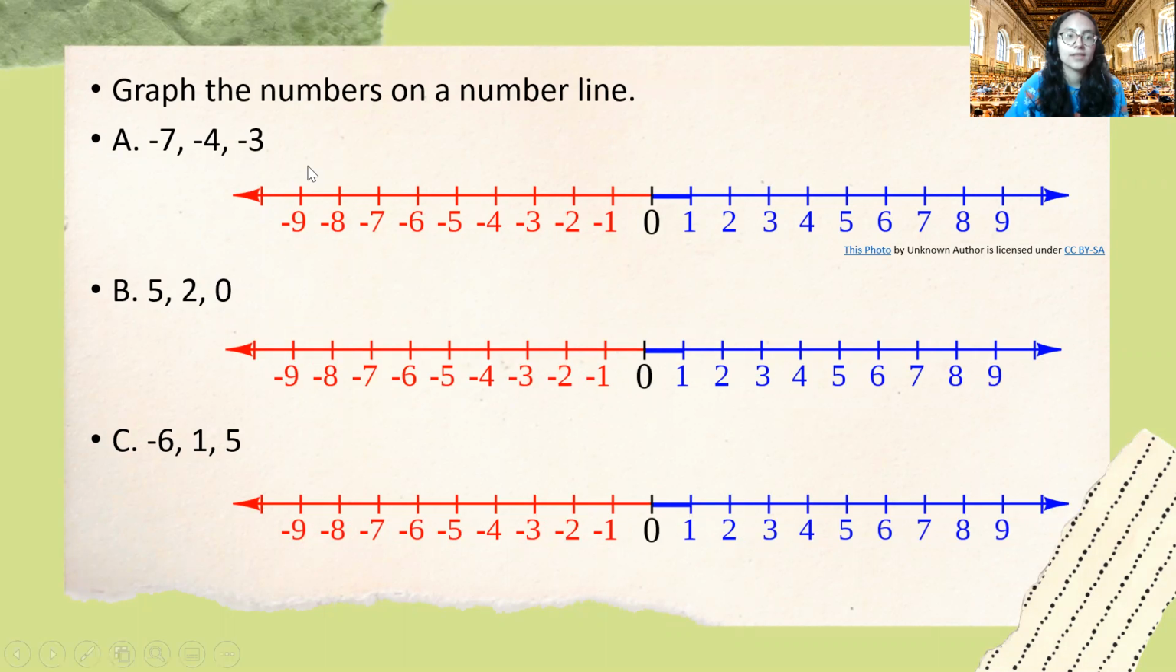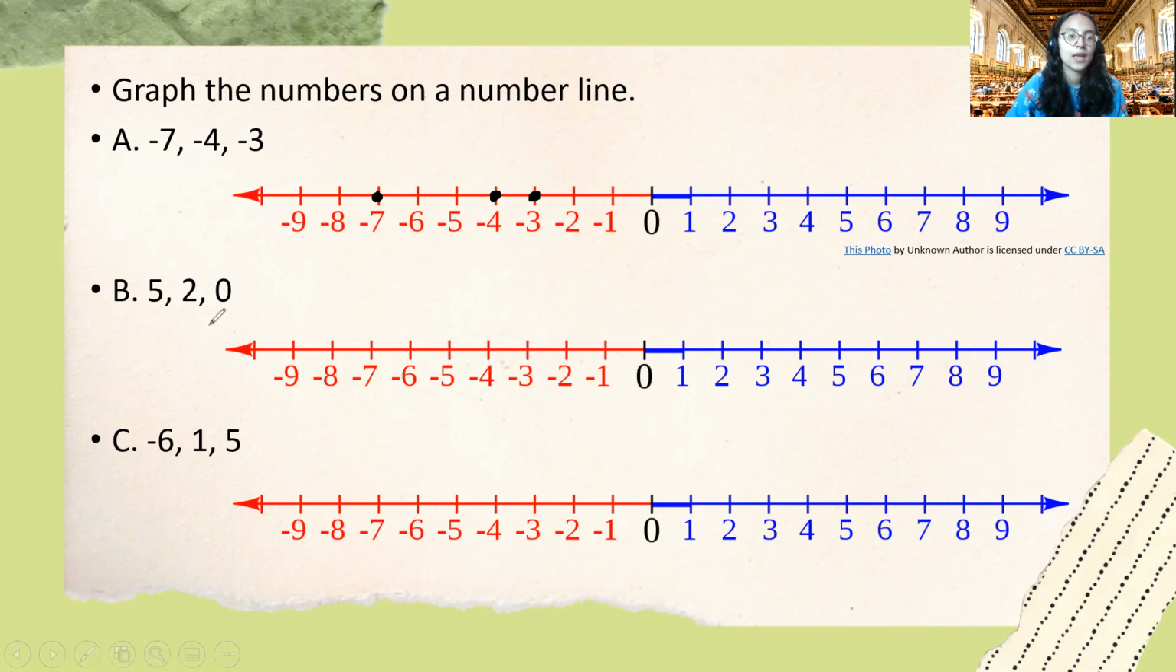Again, here we're asked to graph. For A, we have -7, -4, and -3. So all of these three numbers are negative, so they will all be on the left side of 0. So starting with -7 will be over here, 7 spaces down. -4 will be right here, and -3 will be right next to it.